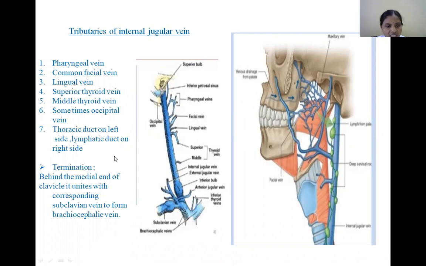Then how is it terminating? Close to the termination, it receives the thoracic duct on the left side, whereas the right lymphatic duct on the right side. So how does it terminate? Just behind the medial end of the clavicle, it unites with the corresponding subclavian vein, where it forms the brachiocephalic vein.